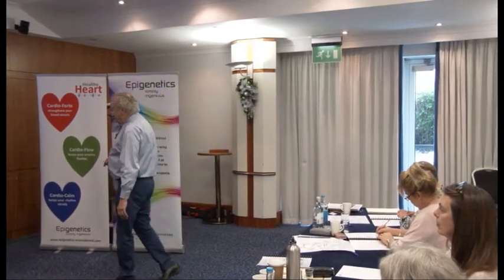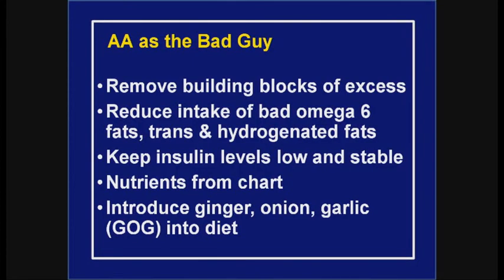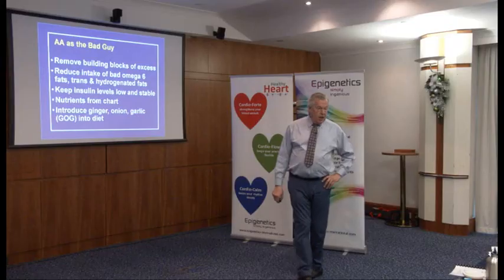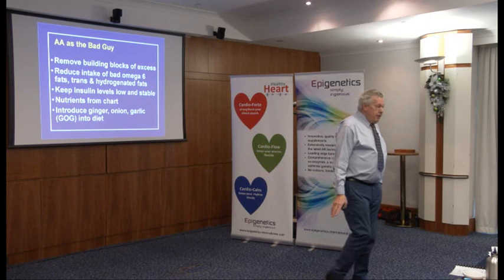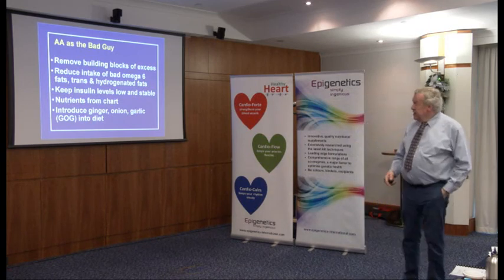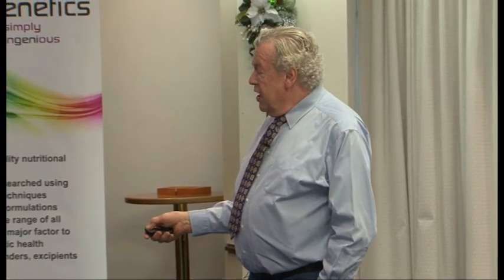So there are 3 compounds which are very good at helping to get rid of these bad metabolites. And this is ginger, onion, and garlic. We'll see this comes up in many of the fatty acid cascades. Ginger, onion, and garlic. Otherwise, we call it GOG into the diet.